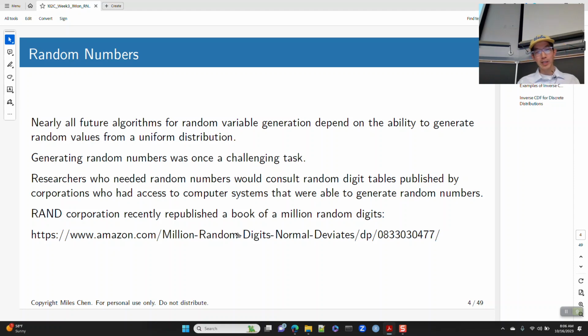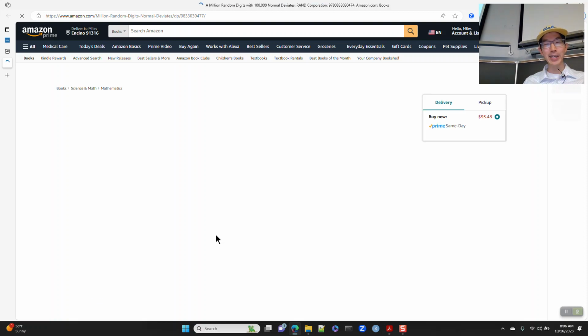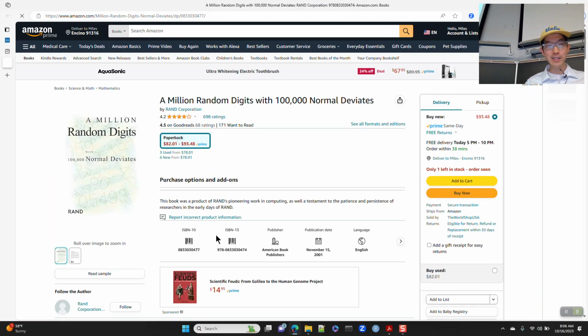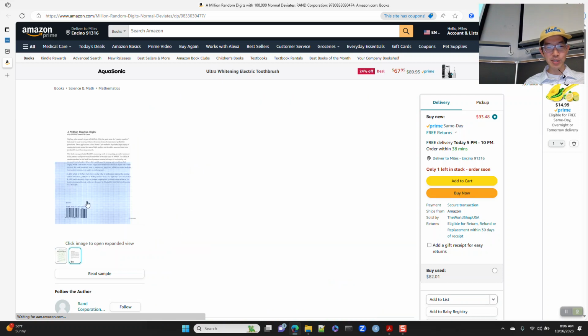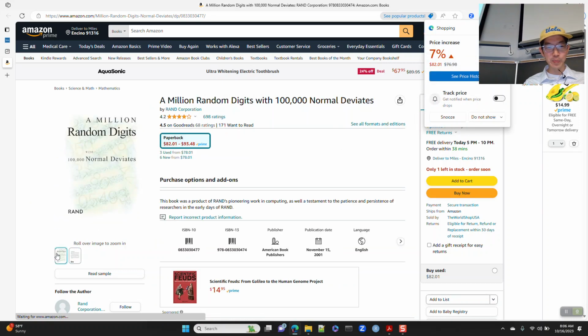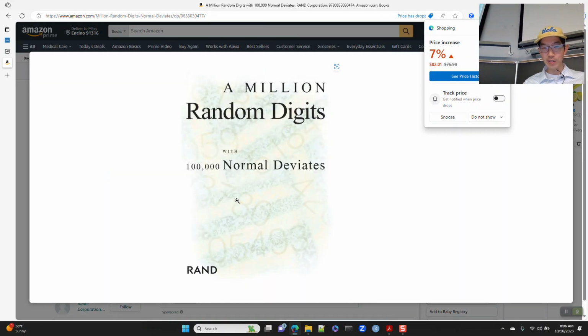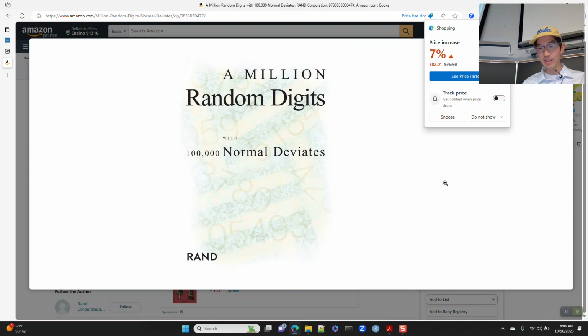I think you can still buy, just for kicks, this book, 1,000,000 Random Digits. Let me see, can we look at the inside? Oh, we can't look at the inside.